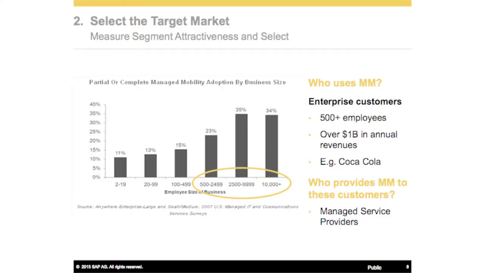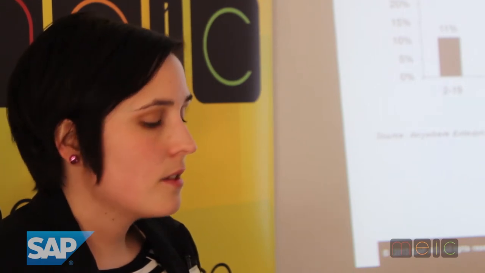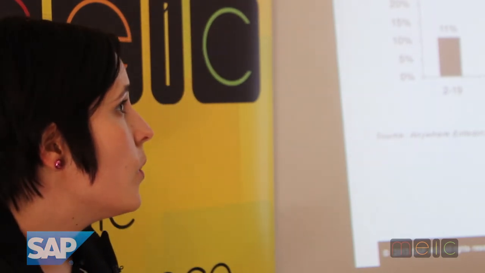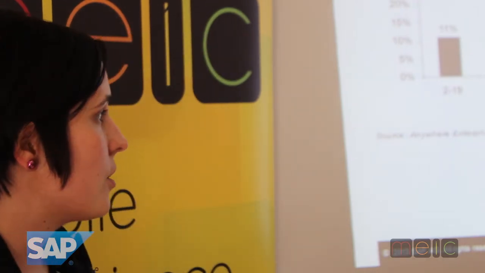What we decided to do is look at who actually uses managed mobility services today. And what we found was the majority of people that use those are enterprise customers, typically over 500 employees, with over $1 billion in annual revenues. An example of that is Coca-Cola. After we figured out who actually uses those services, we looked at who sells to those customers. The ones that provide those services are managed service providers.